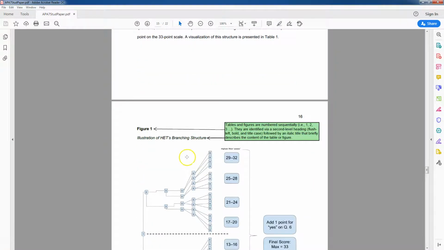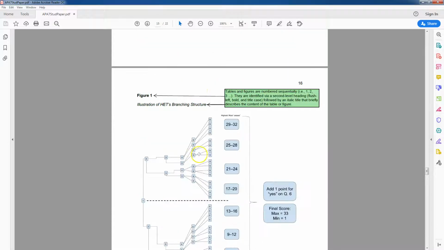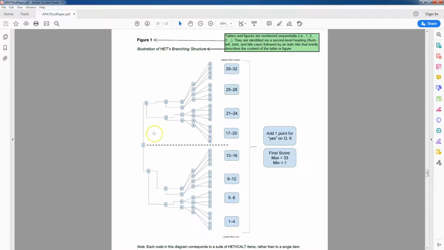All right, so here you'll notice they have included a figure. And tables and figures are numbered specifically 1, 2, or 3, however many there are. They are identified via second level heading, flush left, bold, and title case, followed by an italic title, which briefly describes the contents. You'll notice the use of capitalizations here also.